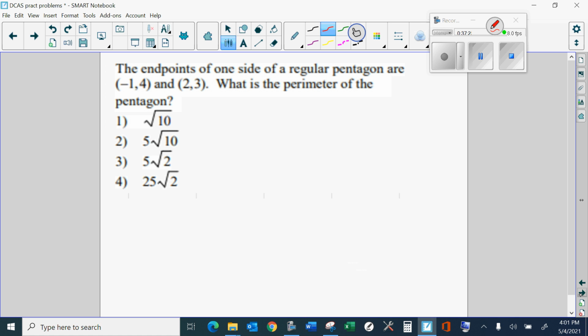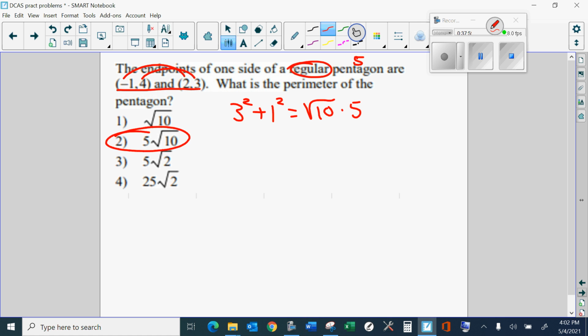All right, the endpoints of one side of a regular pentagon are given. What's the perimeter of the pentagon? So remember, since it's regular, we know what that means: equilateral and equiangular. So that means once I find the length of one side, which is right there, that is multiplied by 5, since it's a pentagon. So how far from -1 to 2? That's 3 squared. How far from 4 to 3? That's 1 squared. 9 plus 1 is 10, square root of 10, and I multiply that by 5, I get 5 root 10.